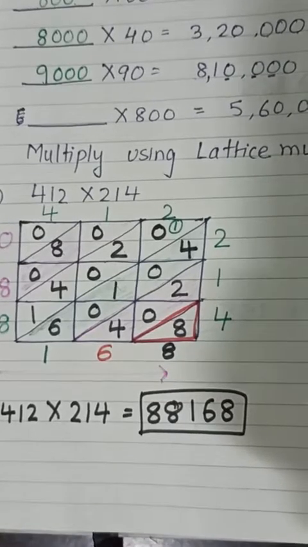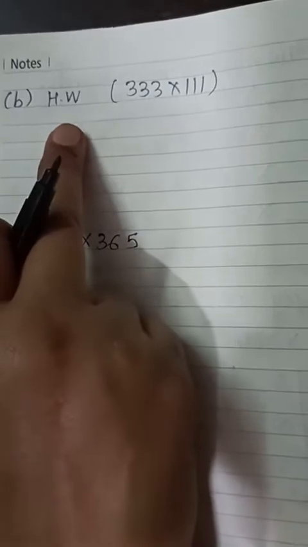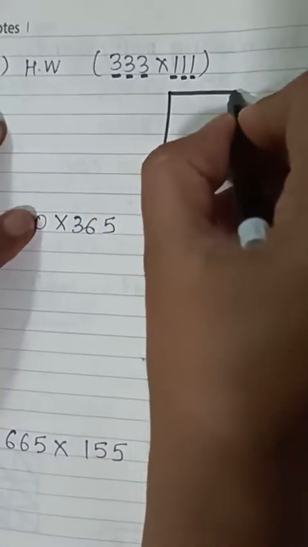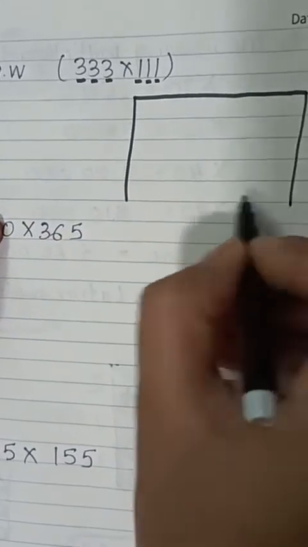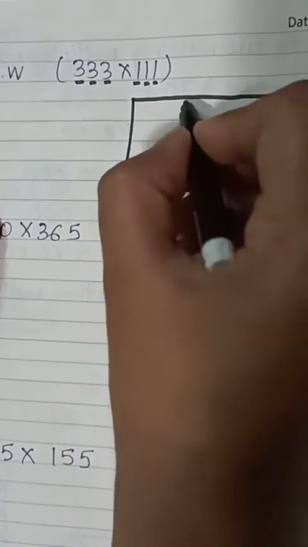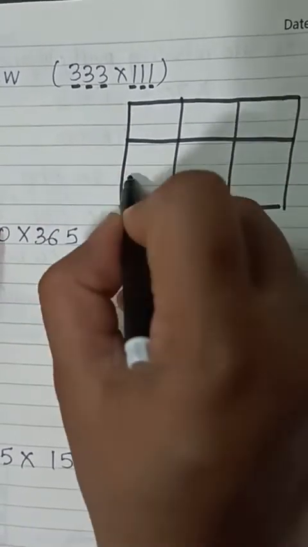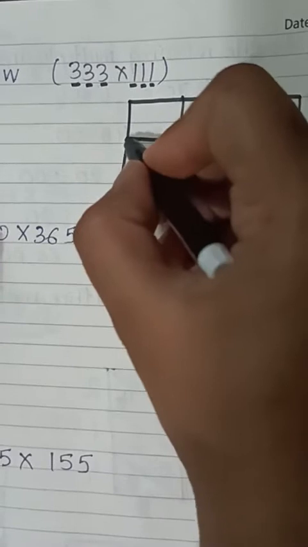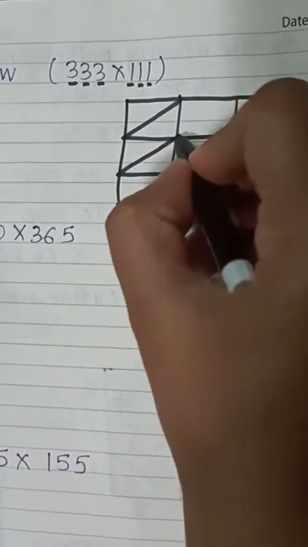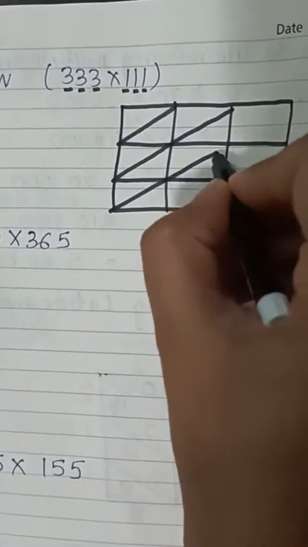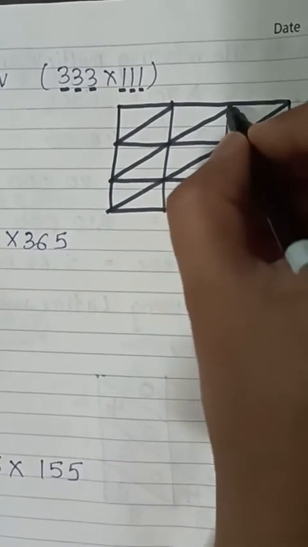Let's try another example. Children, B part I'm leaving for you as homework, but still I'm telling you how to draw the grid. You have, see here, it is a 3-digit number and here also it is a 3-digit number. So you will multiply it using a 3 by 3 grid. So 3 rows and 3 columns. I am not using a scale, but you can use a scale for drawing these lines. So these should pass from the corners.